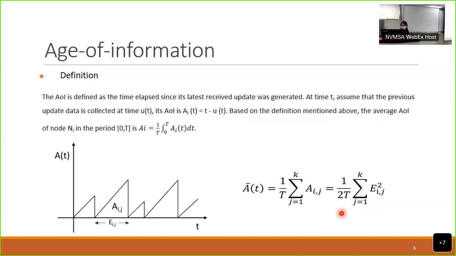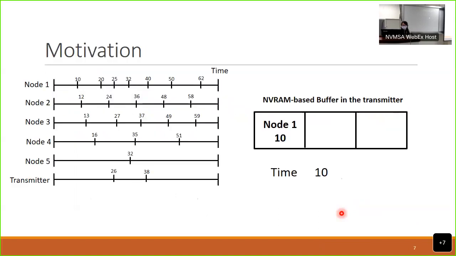And why do we have to design the system for these goals? Because the traditional first come first serve cache and buffer replacement policy does not consider the age of information, and also does not consider the energy consumption of the intermittent system. For example, I will show a motivational example in the following slides.